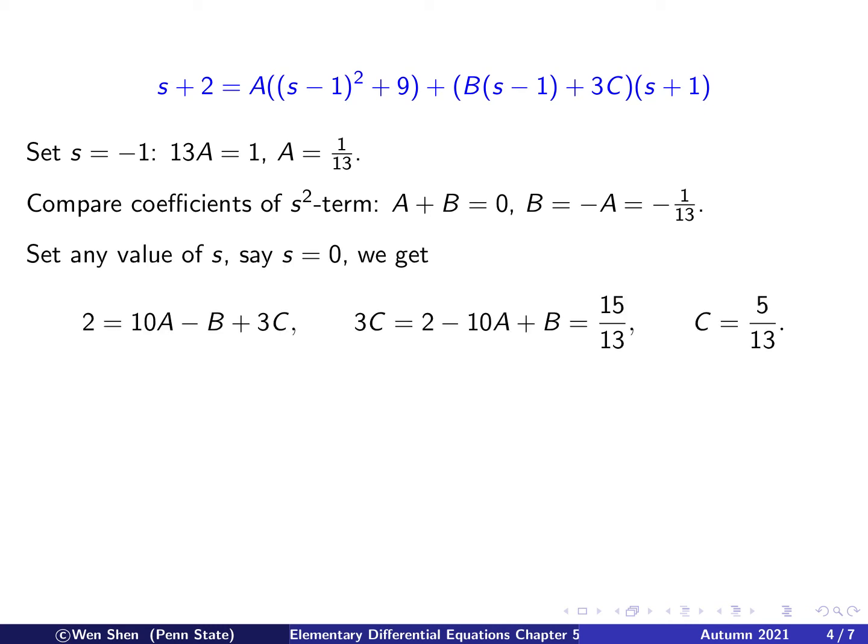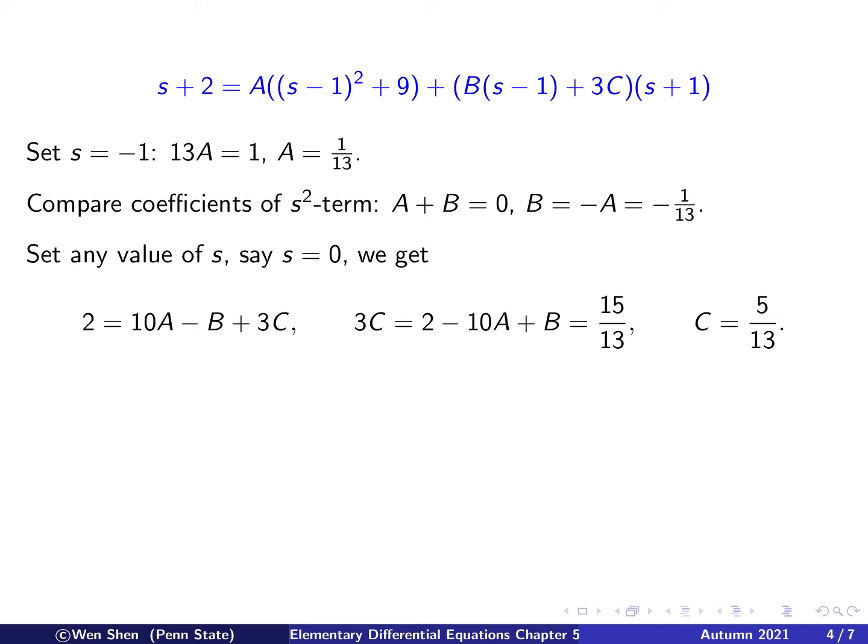Then really there is no trick here. You can set any value of s. Let's say set s to be 0. And then we have 2 here. And then if s is 0, it's 1 plus 9, so 10a. If s is 0 here, you get this term is 1, and then this term is negative 1, so minus b, and plus 3c. Okay, and then a and b are given, so I have 3c equal to all the rest. Put in the value of a and b. I don't go into the detail. You get that, and then divide both sides by 3, and you find c is 5/13. Okay, so in this way we found constants a, b, and c.